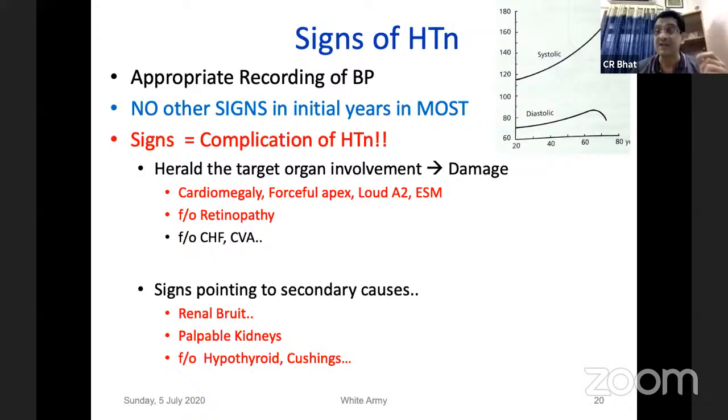Now, in addition to that, we need to find out, are there any pointers to secondary hypertension? Even in a patient with primary hypertension, there may be a secondary component. To begin with, it may be primary hypertension. They may develop an atherosclerotic process, because hypertension and atherosclerosis go hand in hand. Lipid disorder and hypertension go hand in hand. They develop accelerated atherosclerosis. They may develop atherosclerotic occlusion of the renal artery. So primary hypertension may go on to secondary hypertension, with a superadded element of renal artery hypertension. So you need to look for a renal bruit, or features of renal failure, hypothyroidism, Cushing's, and so on.